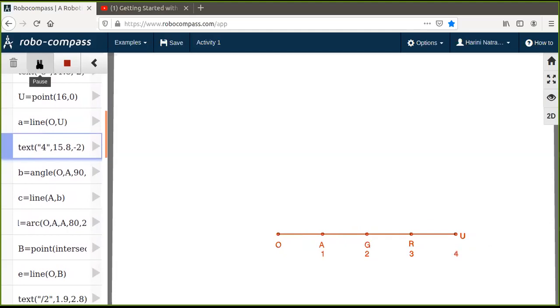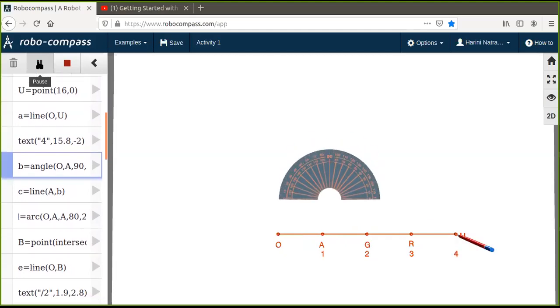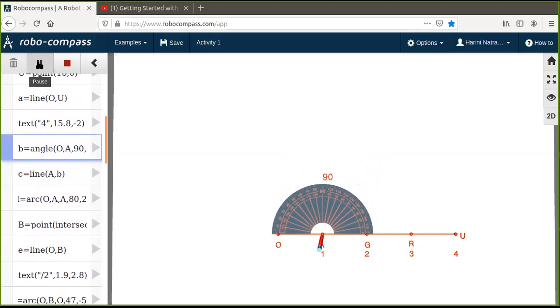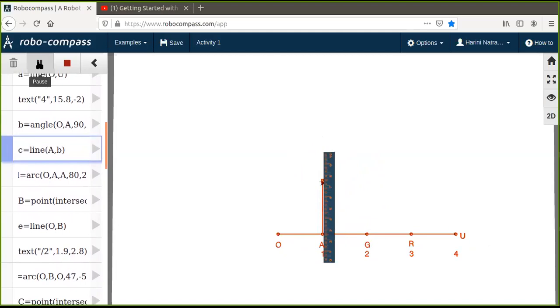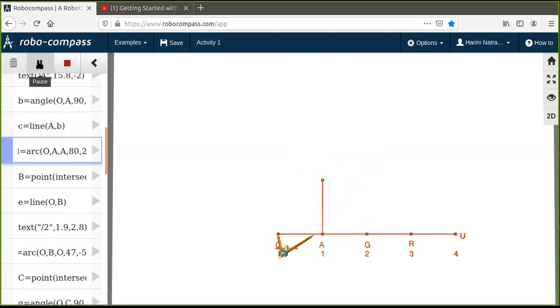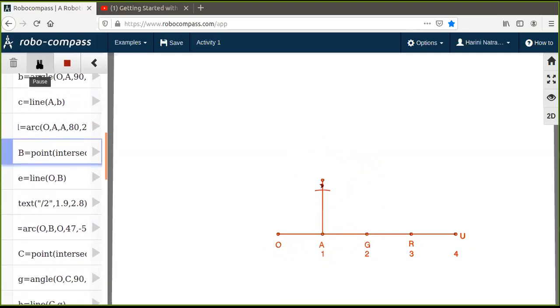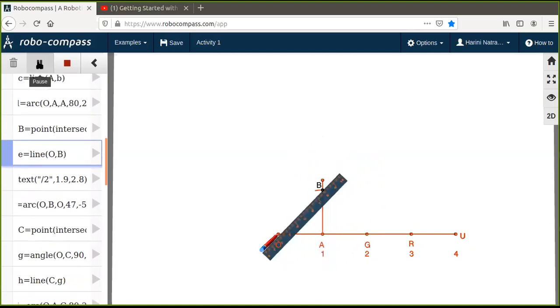So the next step, I have to construct the right triangle. So the right angle should come at A. So I should bring my protractor, keep it at A. The 90 degrees is done. Next, you take the length OA in your compass, keep it at A, cut the arc. Mark the point of intersection. Join that point B to O. Your first right triangle is ready.